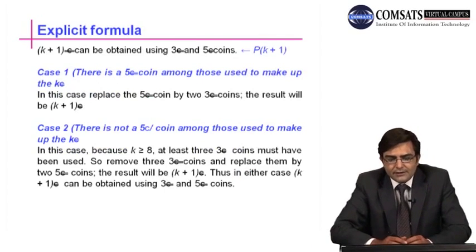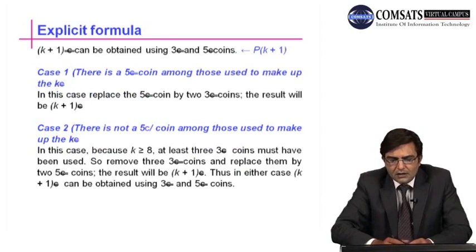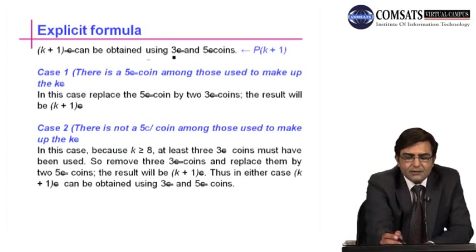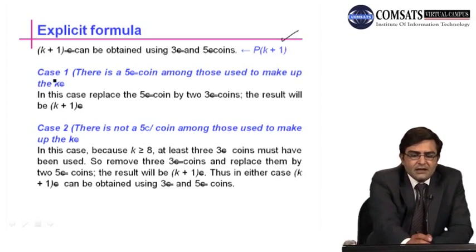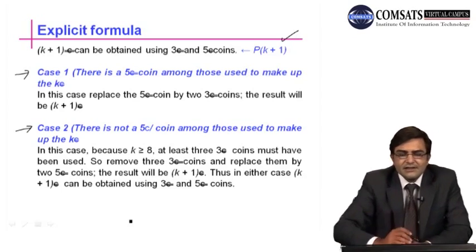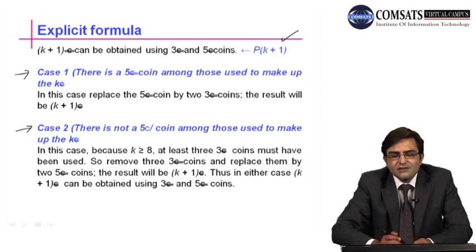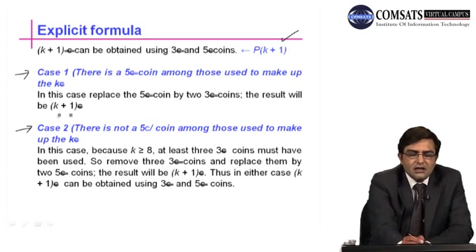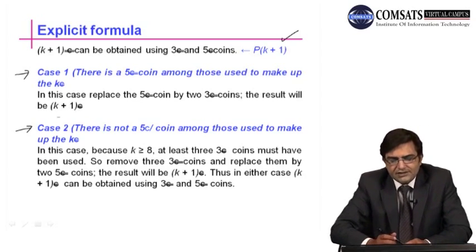There may be two cases here, and we have to prove that k plus 1 cents can be obtained by using 3-cent and 5-cent coins. The first case is that there is a 5-cent coin among those used to make up the k cents. If this is true, then just replace the 5-cent coin by 3-cent coins. The result will be k plus 1 cents.